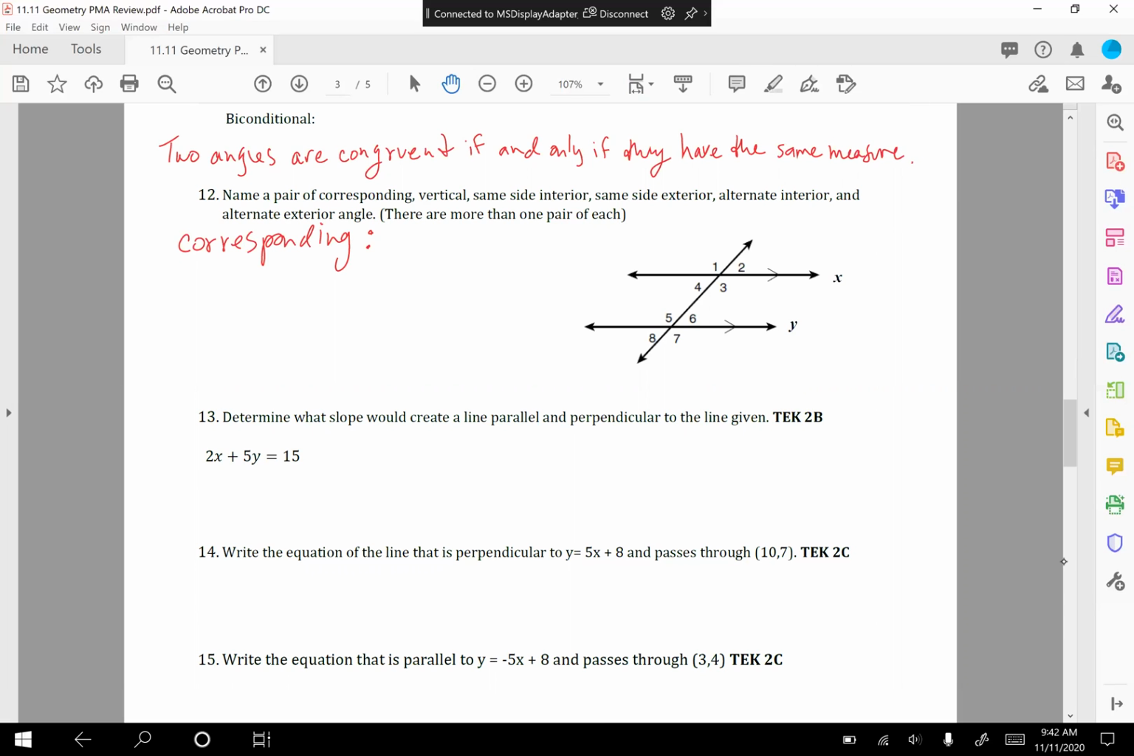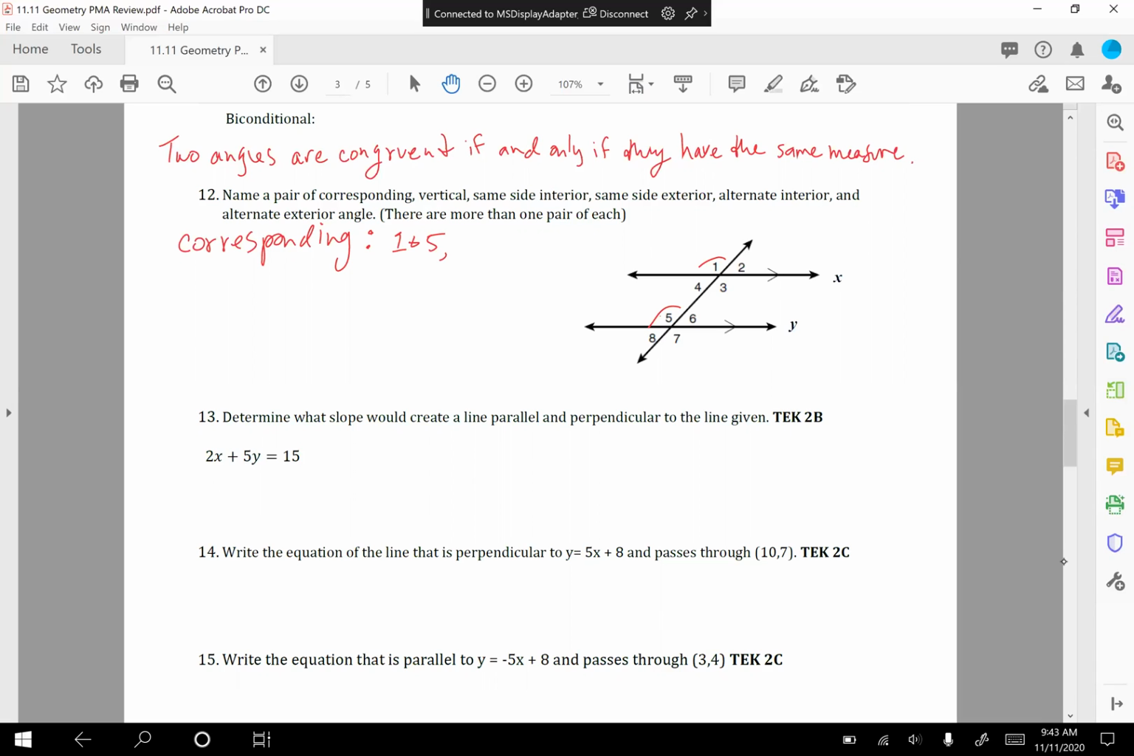Corresponding means they look like they're in the same spot. Remember, you take one from that top group of 4, and you find its match from the bottom group. So what is angle 1 matched with down here? Angle 1 and angle 5. Do you see how they're in the same spot? So 1 and 5.